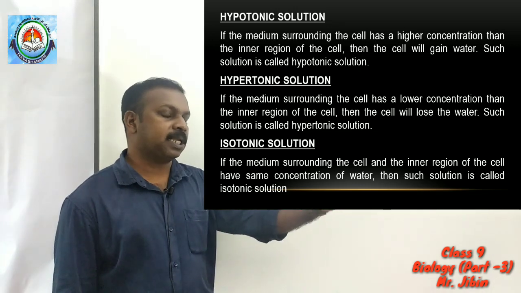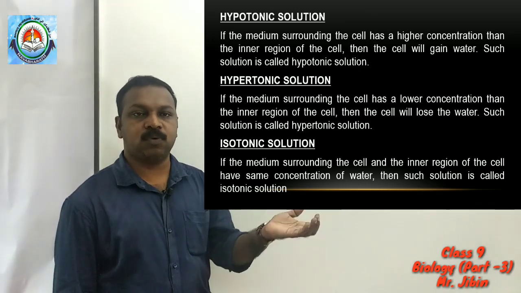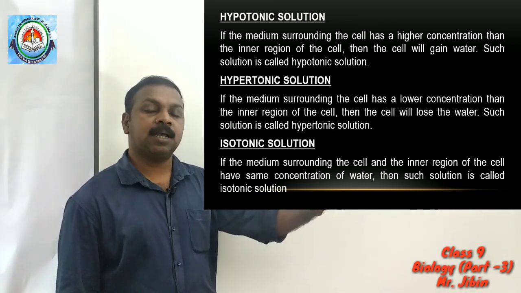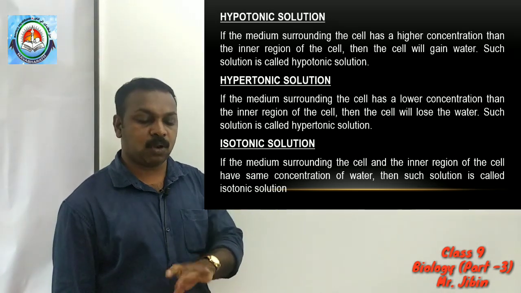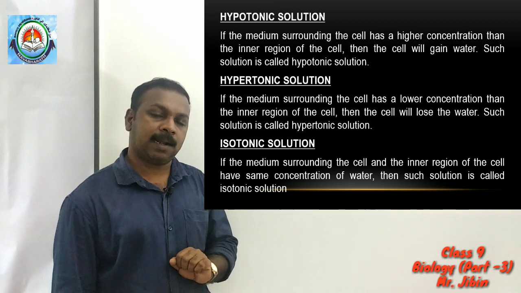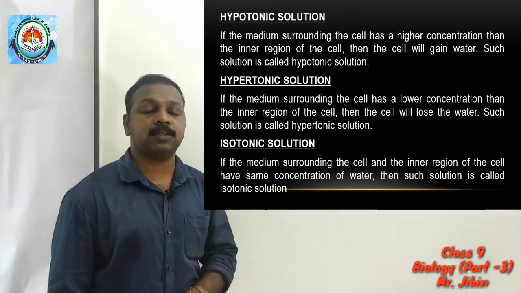So what happens is, from this plant cell or from this food, the water molecules move to the outer region. From a highly concentrated region, the water molecules move out to the lower concentrated region. If it happens like that, then such a solution we call a hypertonic solution.